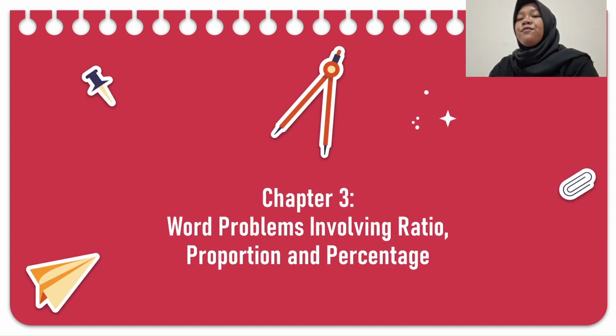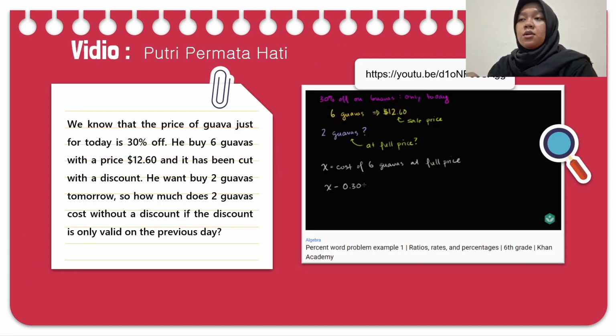Okay, next we move to the video. From the video, this is the question. We know that the price of guava just for today is 30% off. He buys 6 guavas with a price of $12.60 and it has been cut with a discount. He will buy 2 guavas tomorrow. So how much does 2 guavas cost without a discount if the discount is only valid on the previous day?